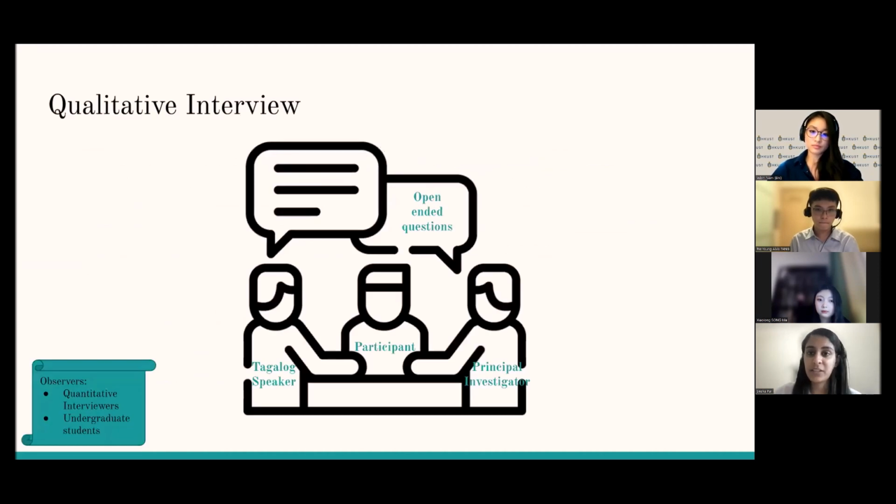For the qualitative interview, each participant underwent a 1.5-hour interview, which was open-ended but followed a rough structure based on pre-decided themes. There were 2 interviewers, 1 Tagalog speaker and 1 principal investigator. Another Tagalog speaker, who would be the interviewer for the quantitative interview, which would be done subsequently, observed this interview to get some background about the OFW.